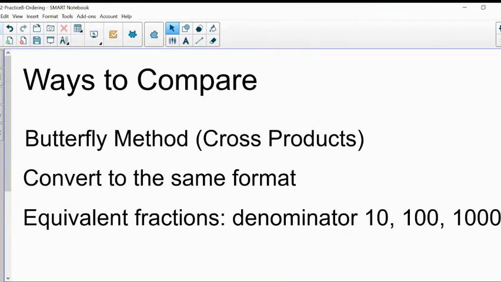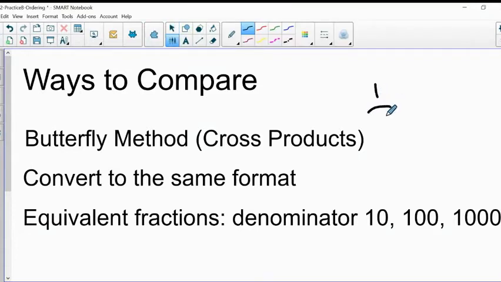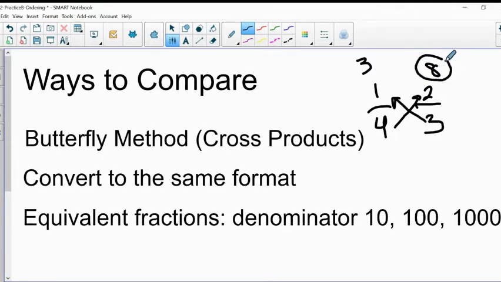The first thing, if we're looking at two different fractions, we can use the butterfly method or cross products property. It has us looking at two different fractions where we multiply the numerator of one by the denominator of the other. So 3 times 1 is 3, 4 times 2 is 8, and whichever product is bigger, that is the bigger fraction. Okay, that's cross products or the butterfly method.